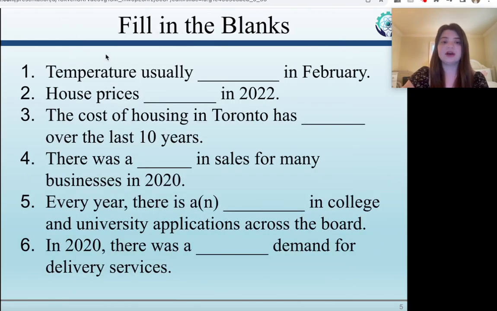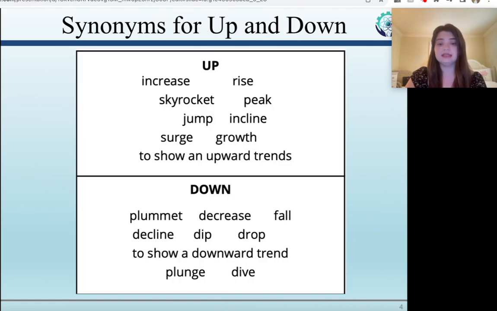Okay. Let's do some filling in the blanks just to kind of get used to using these words. Temperature usually blank in February. Well, let's think of a few different words we could put here. We could say temperature usually decreases in February, right? At least in the Northern Hemisphere, February is a pretty cold month. So generally, temperature usually decreases in February. We could say temperature usually falls in February. We could say temperature usually dips in February.